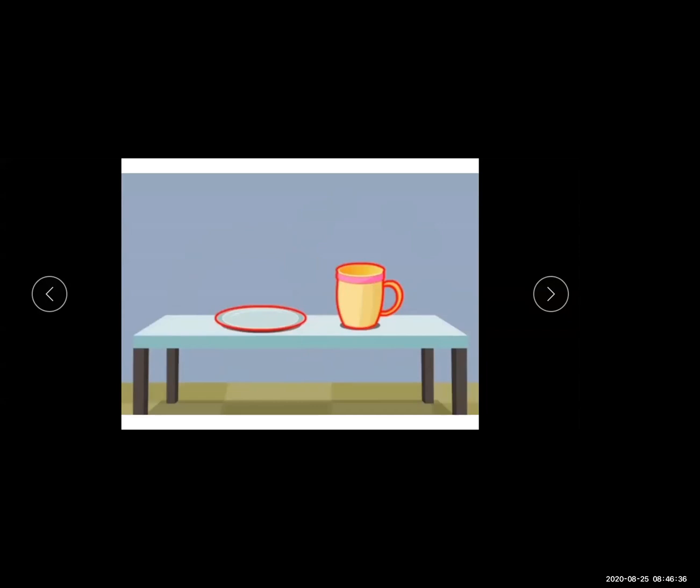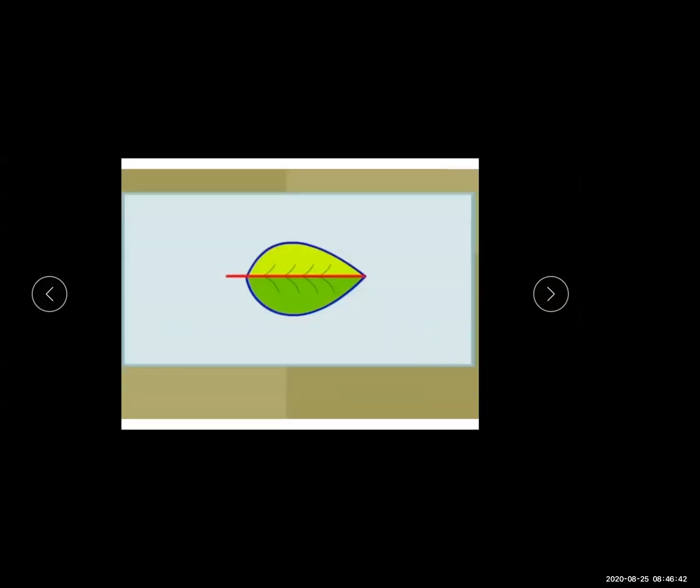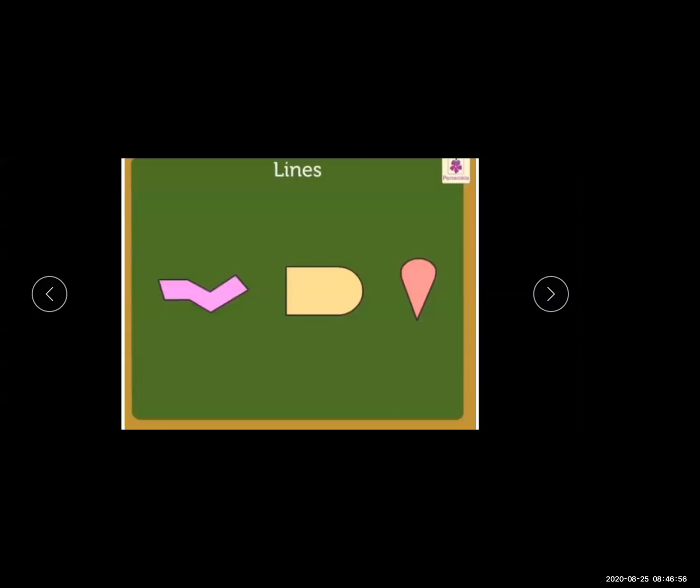So the ring of the plate and mug are the examples of curved line. Now observe this shape of a leaf. It has curve shape as well as straight line. We can also create any irregular shapes with the help of these lines. Here, we can create any irregular shape.